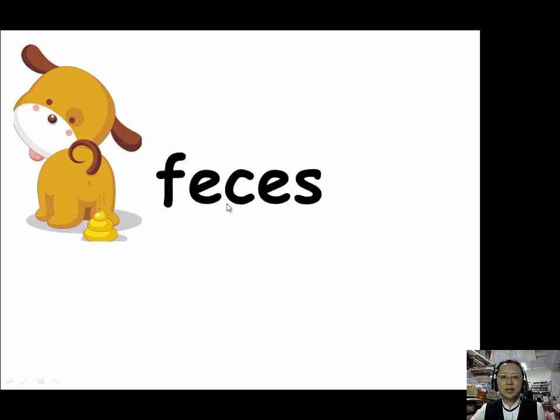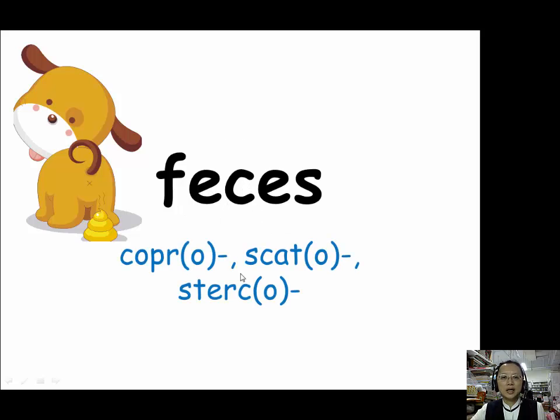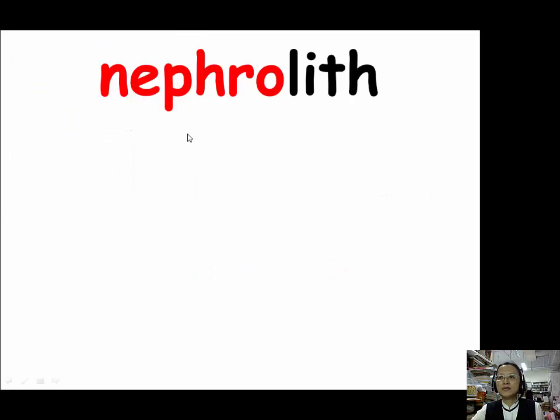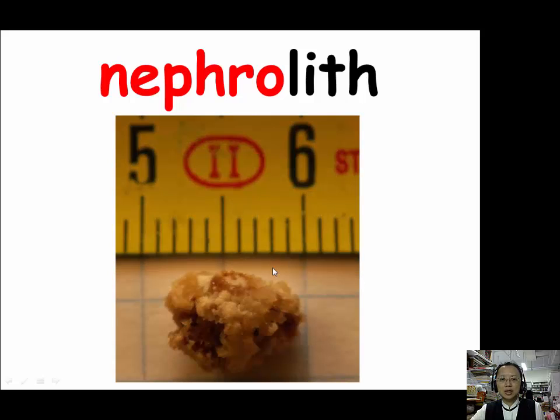Let's review what we learned. For feces, we have three prefixes, copro, scato, and sterco, S-T-E-R-C-O. For kidney, we have two prefixes, nephro, N-E-P-H-R-O, and reno, R-E-N-O. Our example for nephro is nephrolith. Nephrolith is a kidney stone, like this one in the picture.